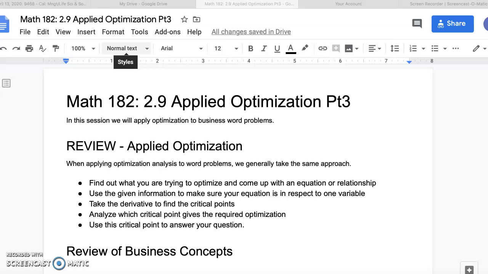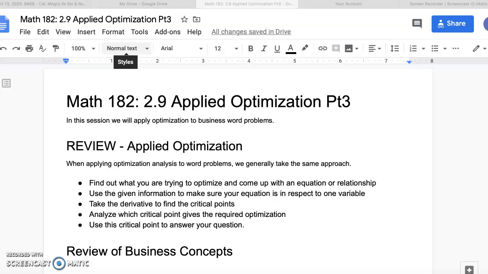2. Use the given information in the problem to make sure your equation is in respect to one variable, or in other words, set up your equation. Step 3. Take the derivative to find the critical points. Step 4. Once you have your critical points, analyze each one to see which one gives you the required optimization. Step 5. Use this critical point to answer your question.